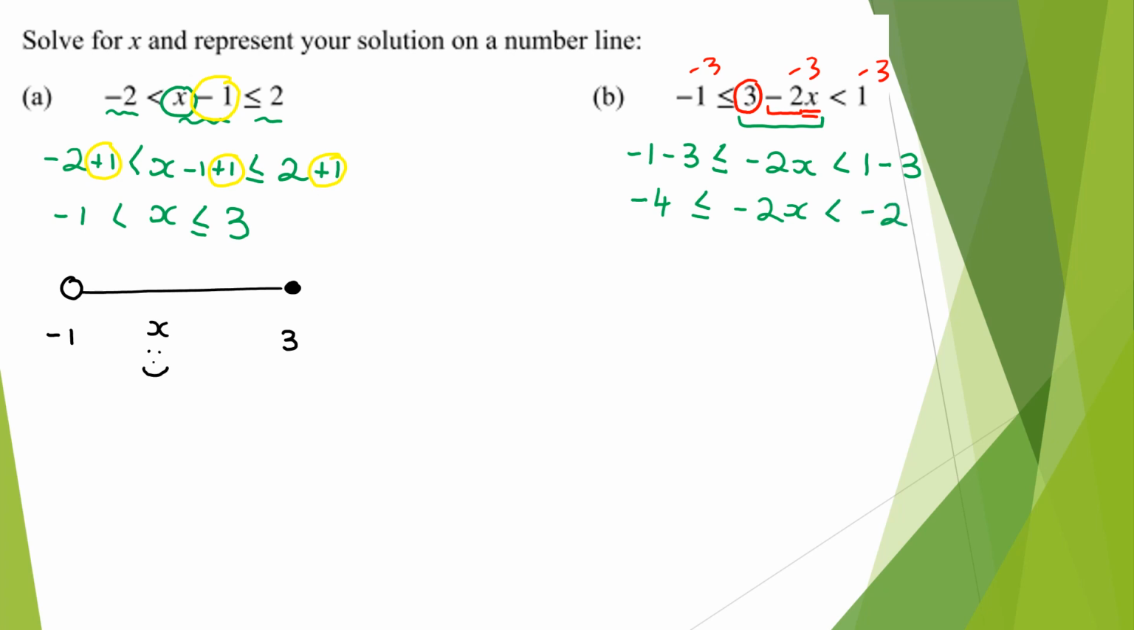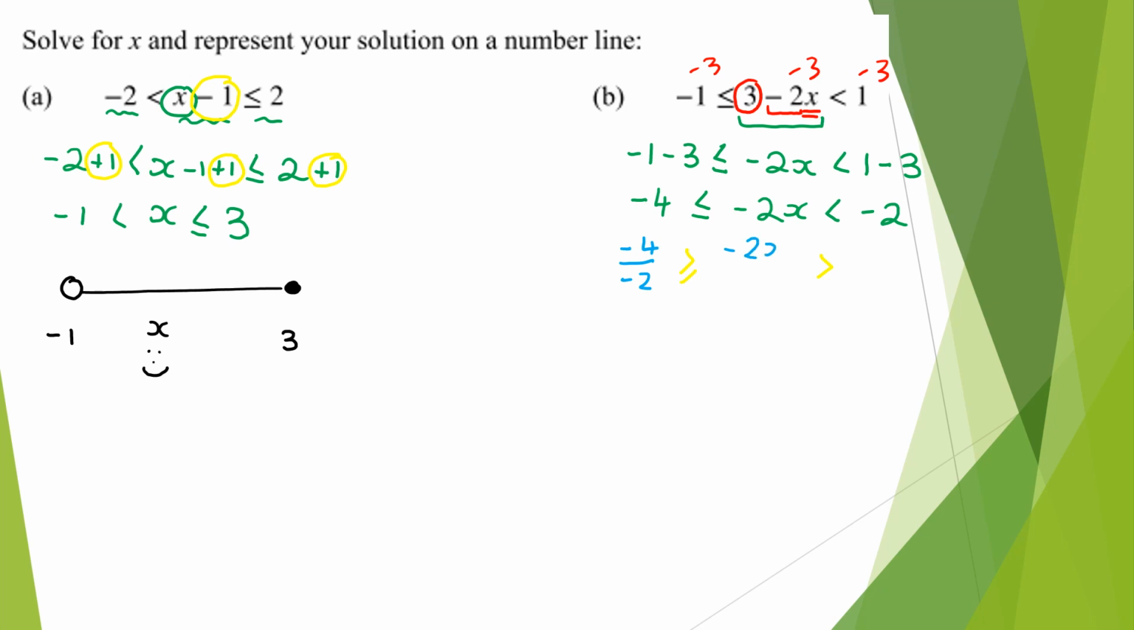Our last step is to get rid of the minus 2, so we divide everything by minus 2. Now remember, I said to you, as soon as you start doing anything with minuses, you go ahead and change your directions immediately. So this looks like that. Okay, now we continue to solve it.